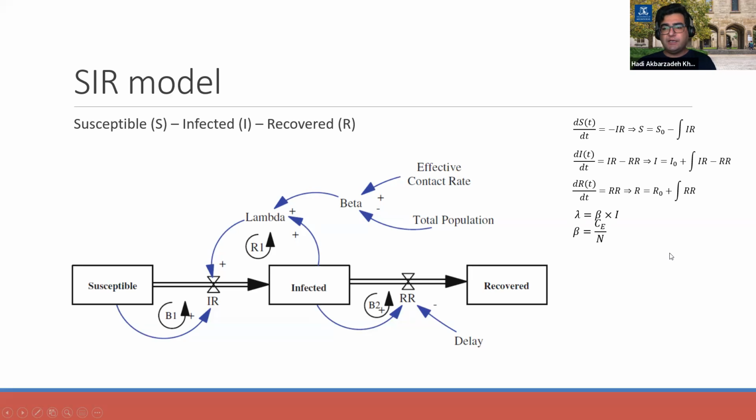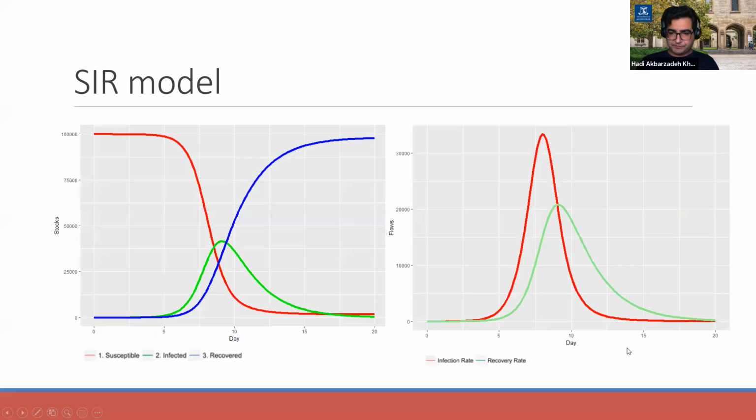And then we formulate each of these auxiliary factors based on sometimes expert opinion, sometimes the data you collected, and logical understanding. So we have this model, and we will run it to see over time, for example, 20 days after infection happens, what will happen to our different elements as stocks, which are susceptible, infected, and recovered.